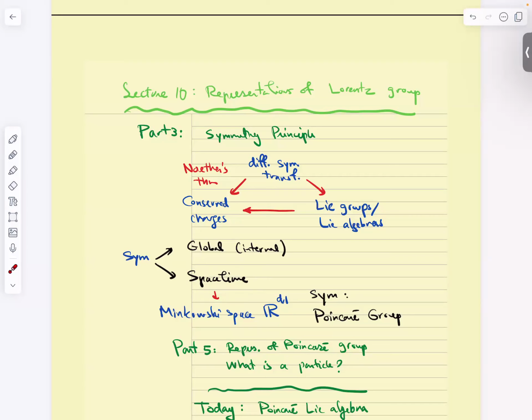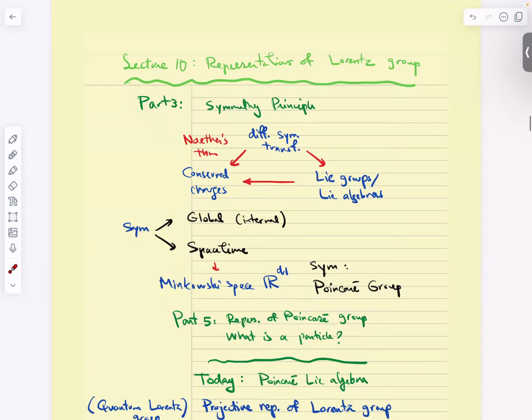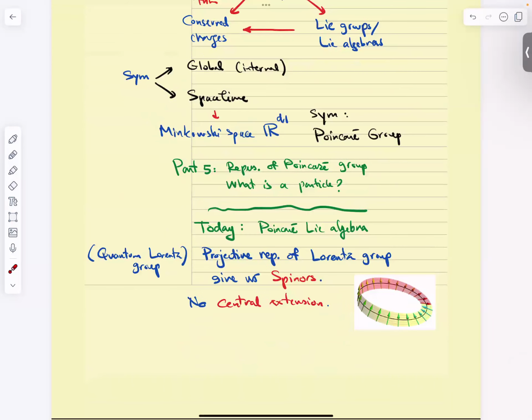So this course is about Minkowski space R^{d,1}. The symmetry group is the Poincare group. So in part 5 of the course, we're going to talk about representations of the Poincare group, and we'll see that a particle will come out as a representation of the Poincare group. And this way we can also systematically describe different field theories in words, right?